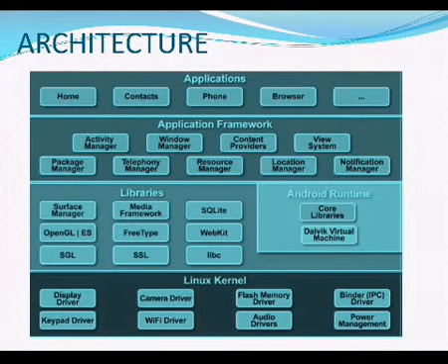Next, we are going to see the architecture of Android. The Android operating system is a stack of software components which is roughly divided into 5 sections and 4 main layers, as shown in the architecture diagram.